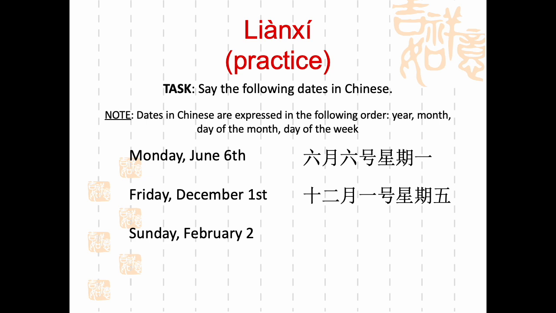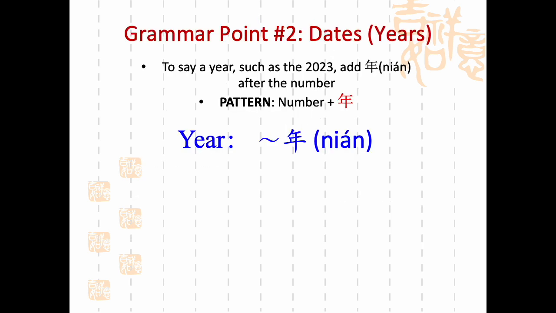12月1号星期五. So again, the month comes first, followed by the day of the month, and then followed by the day of the week. And finally, Sunday, February 2nd. 中文怎么说? 2月2号星期天. Or if you wanted to be more formal, you could say 星期日. 好, let's look at date.